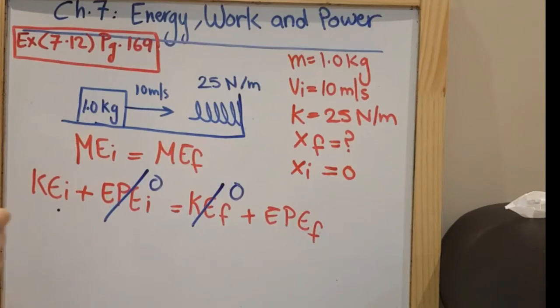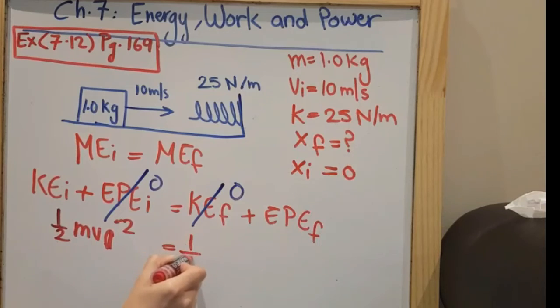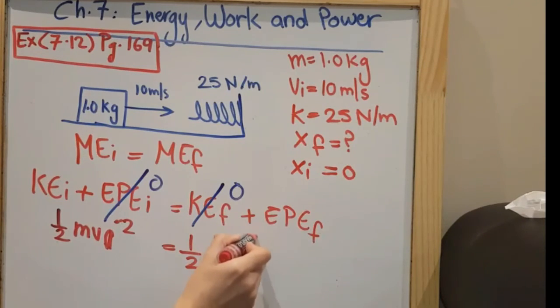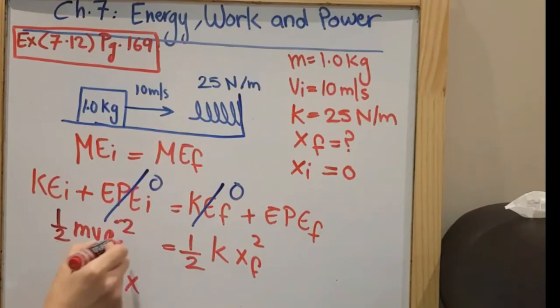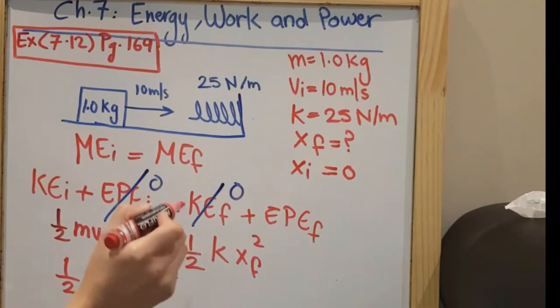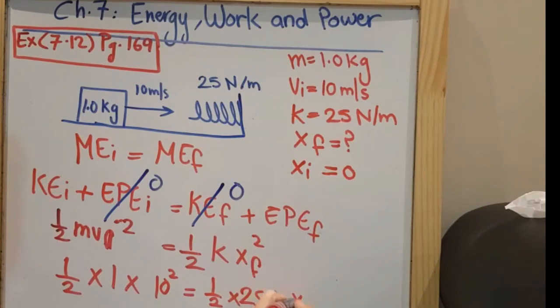So half m v initial square equals half k x final square. Half m v initial square: half times 1, the mass is 1, and v initial square, 10 square, equals half, and k spring constant is given, 25, times x final square. After you substitute and solve, you will find that x final equals 2 meters. So this is the maximum compression of the spring.